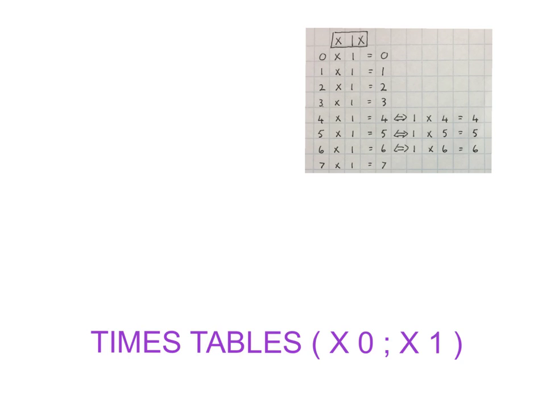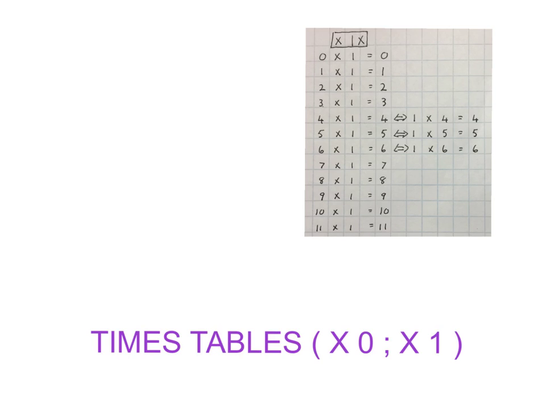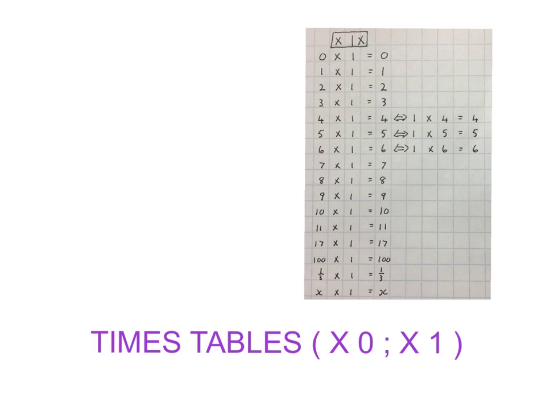So 7 times 1 is 7, 8 times 1 is 8, 9 times 1 is 9, 10 times 1 is 10. Catching this pattern now, the child can see that 11 times 1 will be 11. 17 times 1 is 17. 100 times 1 is 100. A third times 1 is a third. Now it even sounds difficult. And x times 1 is x, without explaining what x is.